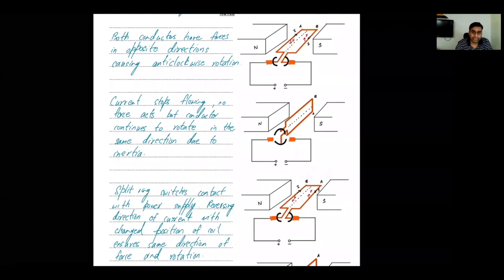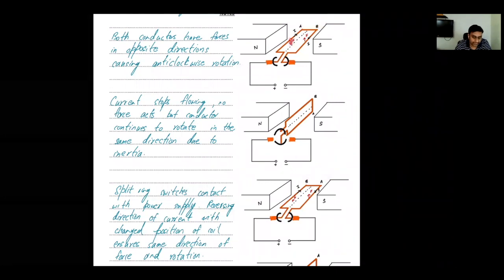Now, hypothetically, let's talk about if conductor A was experiencing force downward. And if it had rotated halfway and gone to the other side, and if it would have continued to experience force downwards, then it would not be able to rotate continuously in the anti-clockwise direction. You see, A experiencing force downwards, rotating anti-clockwise. But when A goes to this side, and if A was still experiencing force downwards, it would not be rotating anti-clockwise, it would be rotating clockwise. So A rotating anti-clockwise and then rotating clockwise would not cause a complete continuous rotation.